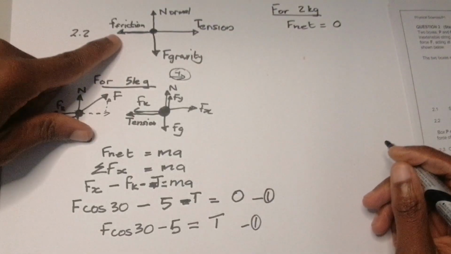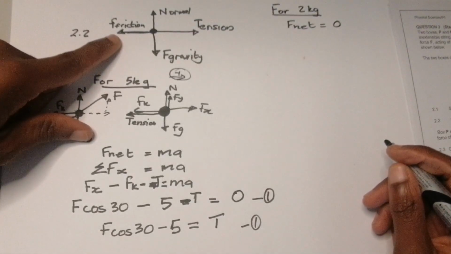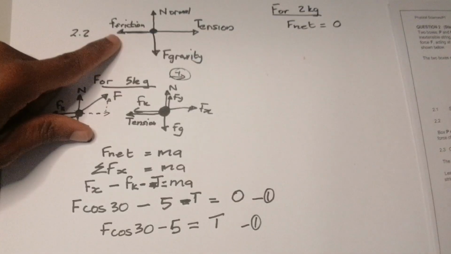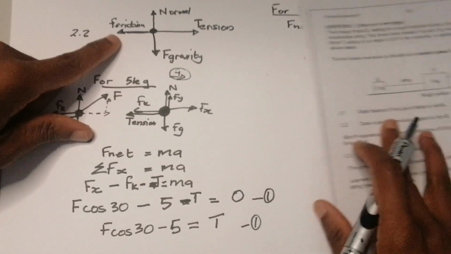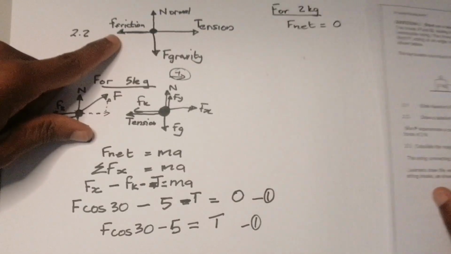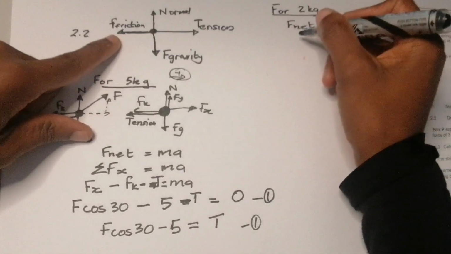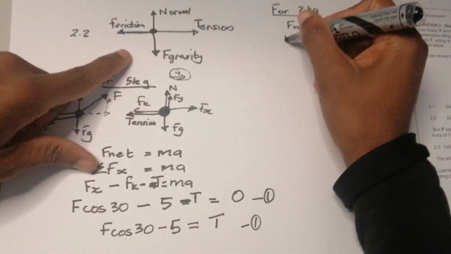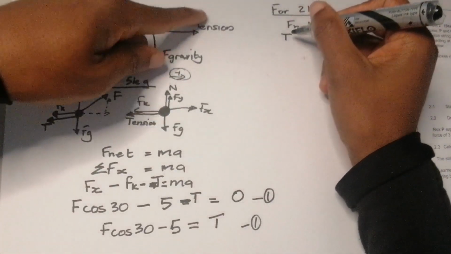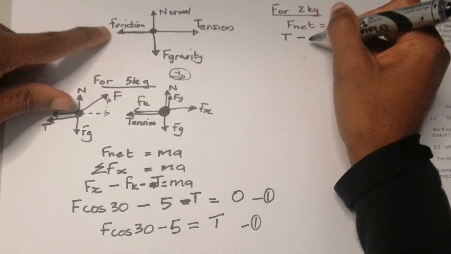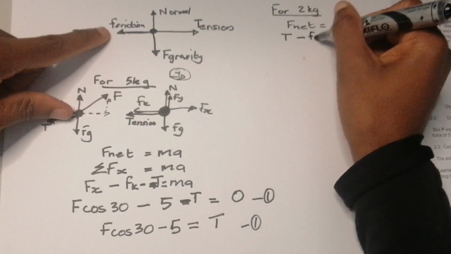Because it is moving at constant speed. Okay, so it's moving at a constant speed as well. So that means what forces are acting there? That's tension. Remember, I took right as positive, minus the frictional force.